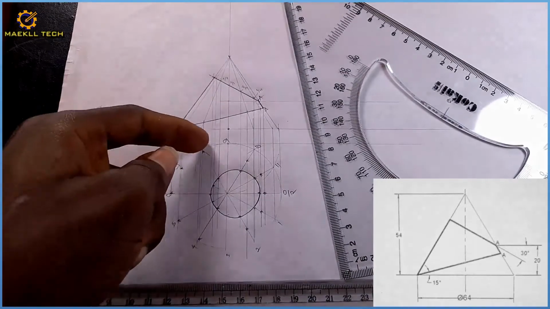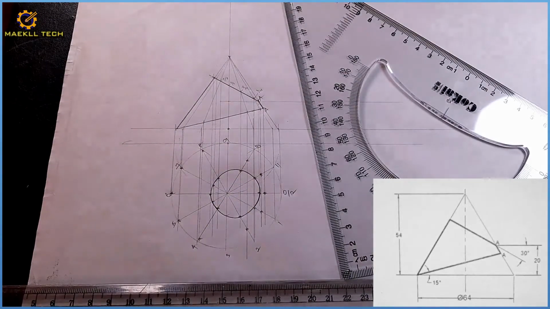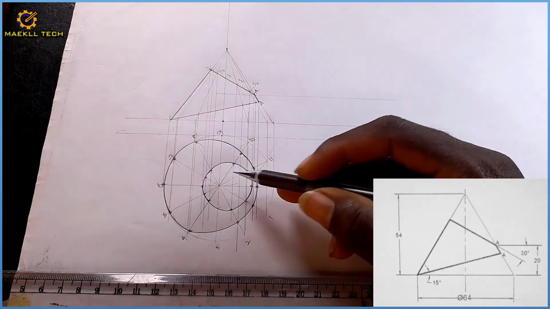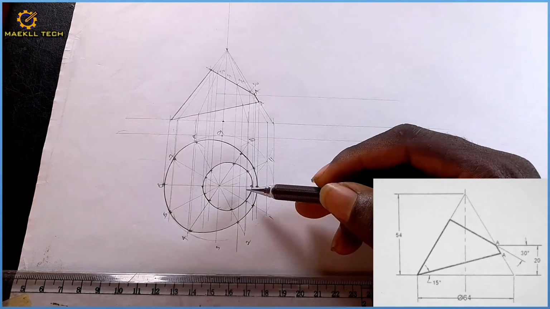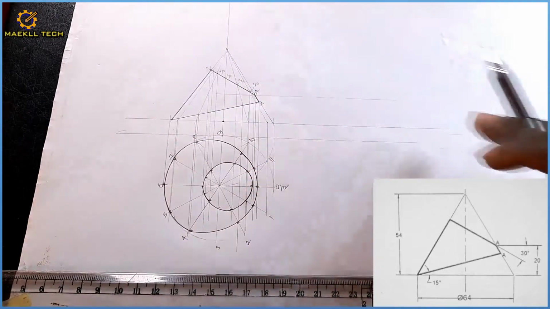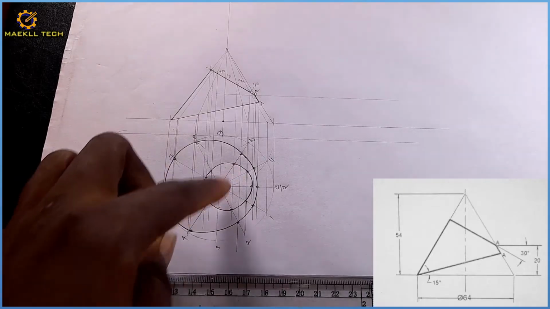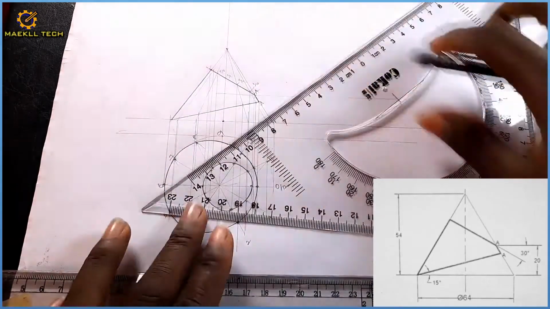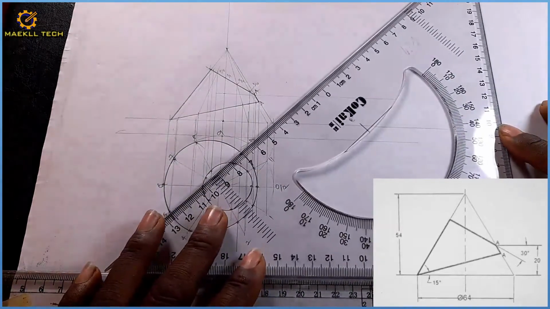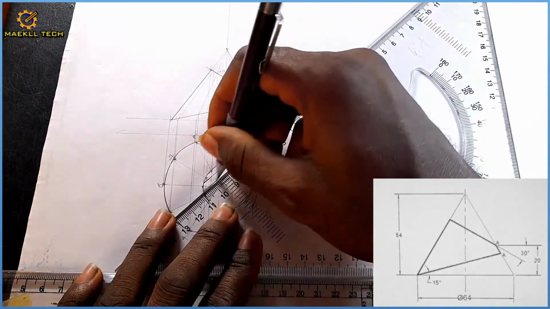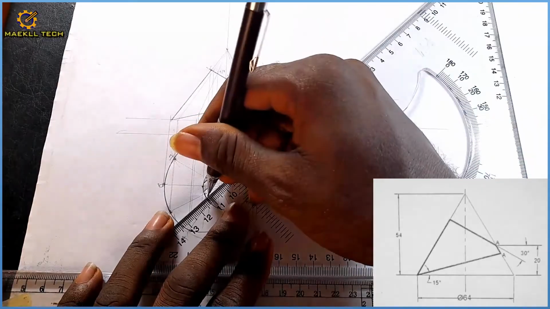So I'm going to join each of these points together with my French curve also. So this is the curve derived for the bottom part. And so to complete my plan, I am going to section this area, because this object is a solid object. So I am going to show my section line on this area here using my 45-degree set square. Like this.